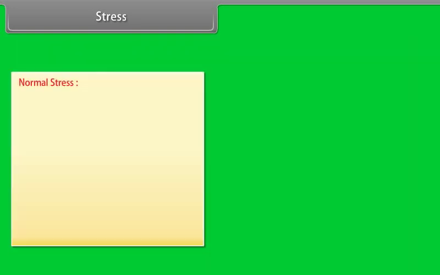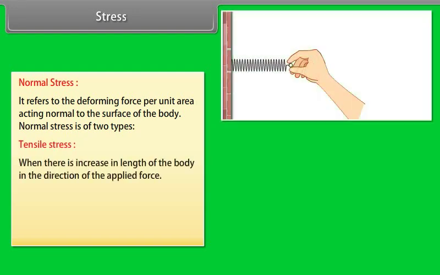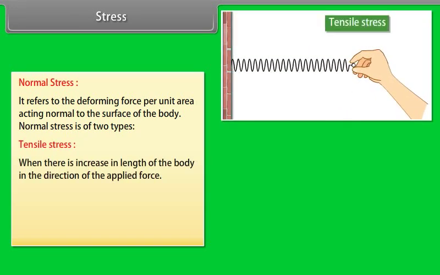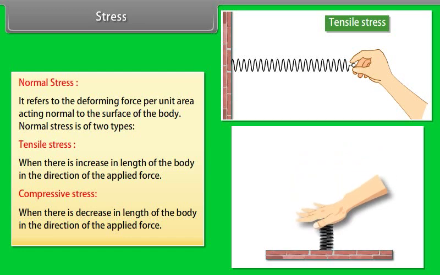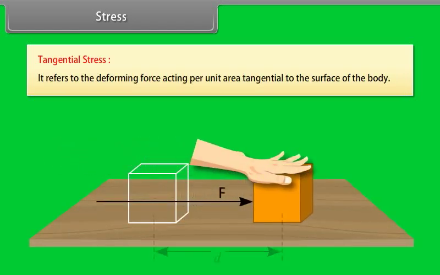Normal stress. It refers to the deforming force per unit area acting normal to the surface of the body. Normal stress is of two types. Tensile stress, when there is increase in length of the body in the direction of the applied force. Compressive stress, when there is a decrease in length of the body in the direction of the applied force. Tangential stress. It refers to the deforming force acting per unit area tangential to the surface of the body.